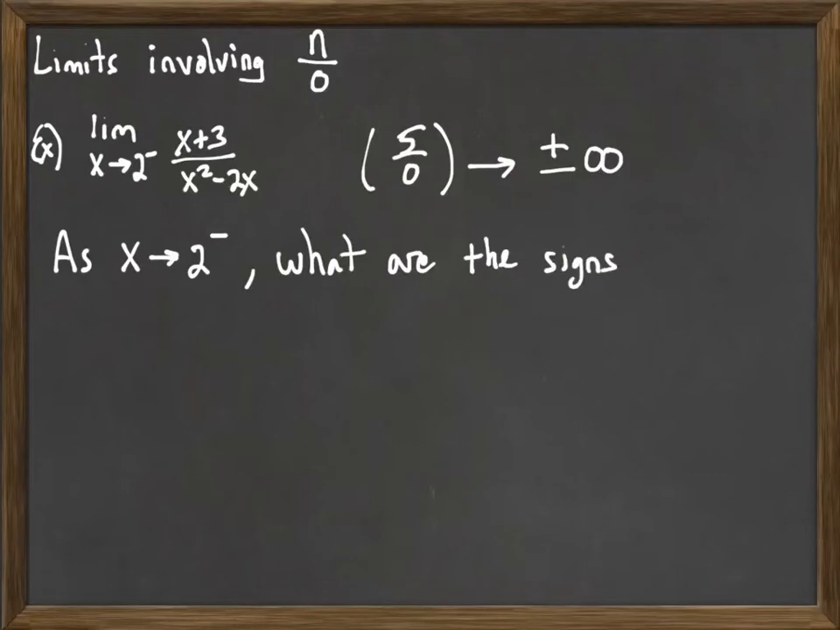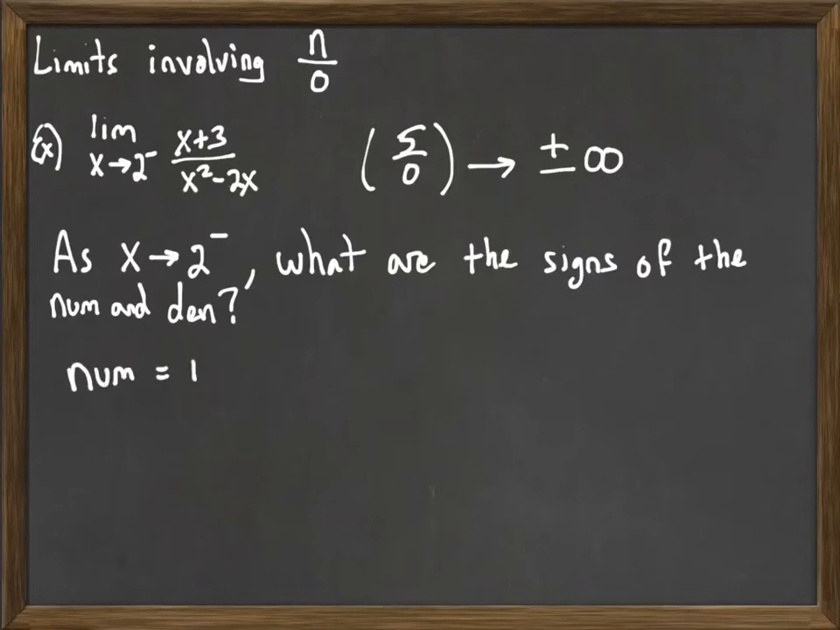So what we have to figure out is, as x is approaching 2 from below, so from the left, values smaller than 2, what are the signs of the numerator and denominator? Because that's going to dictate, as we're almost at 2, what is the sign of the thing. We know it's going to infinity, we just need to know whether it's positive or negative. So we check the numerator and denominator signs.